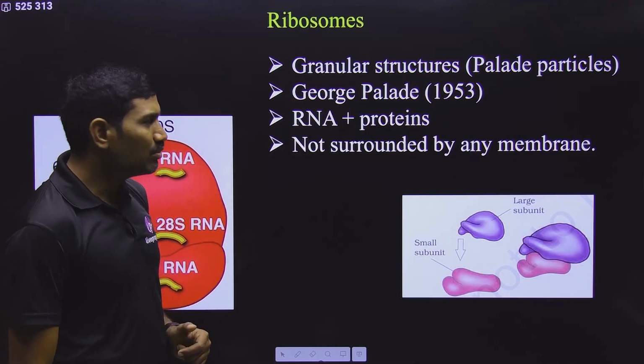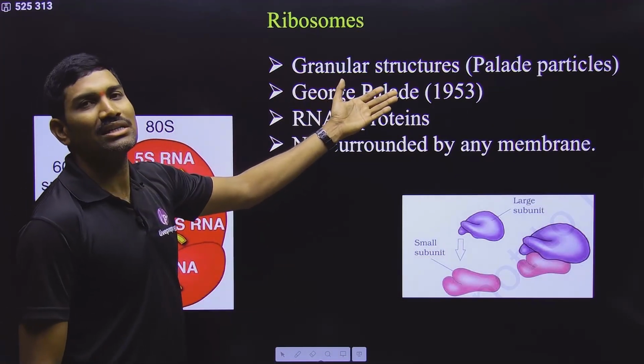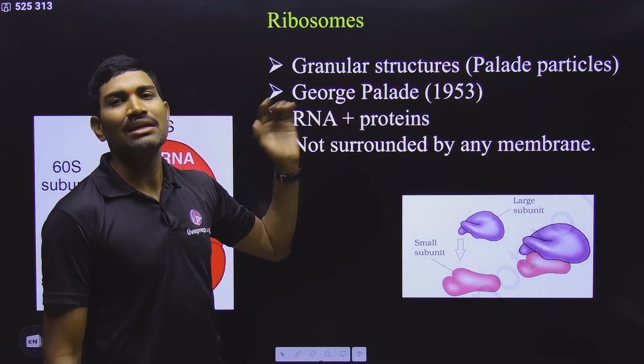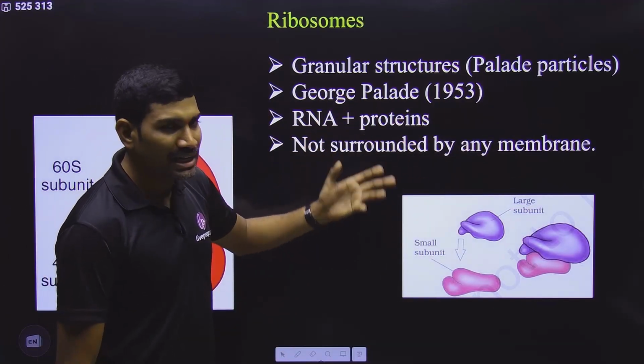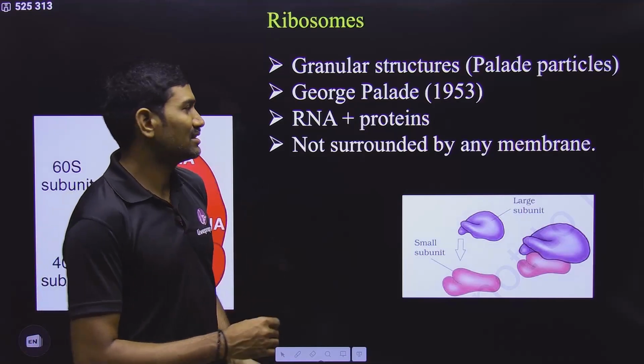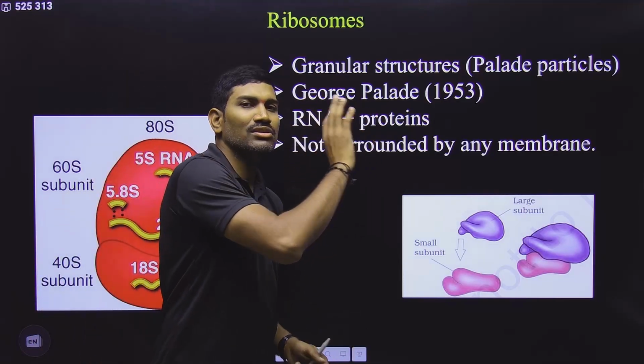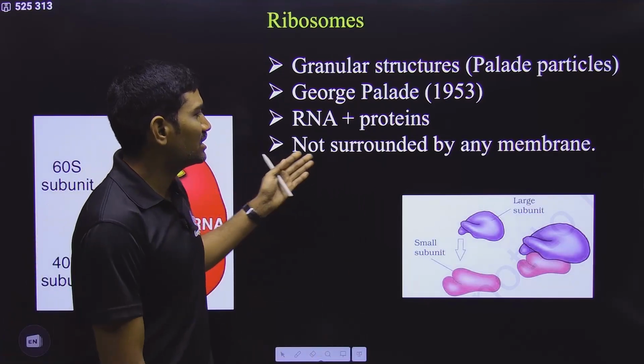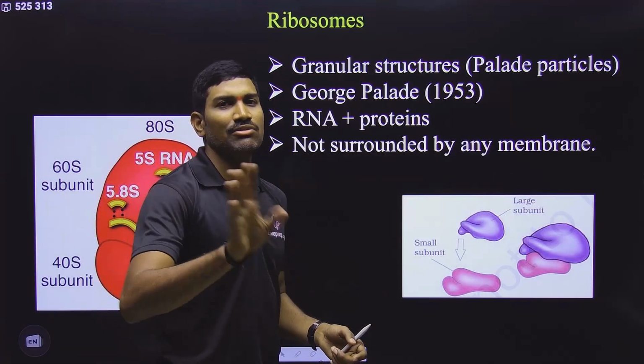Next one is regarding the ribosomes. Ribosomes are granular structures, and these are also called Palade particles because they were observed by George Palade. What actually are these ribosomes? Already in the previous lecture I told you, these are RNA molecules with some proteins, simply RNA and proteins. There is no membrane around this, that's why these are non-membrane bound organelles, not surrounded by any membrane.